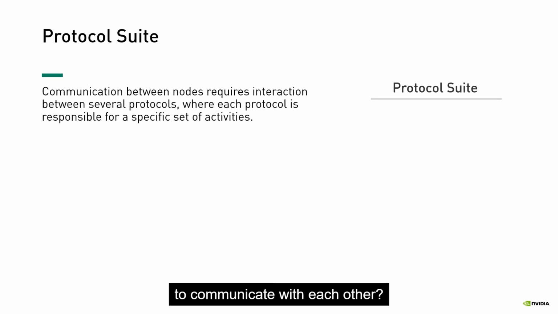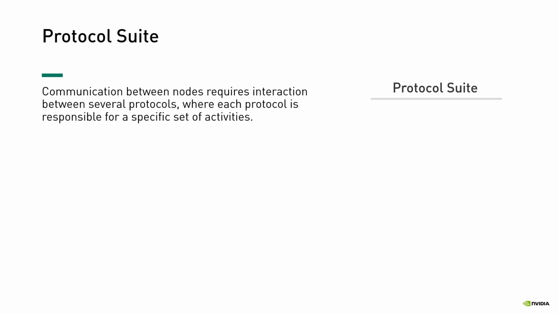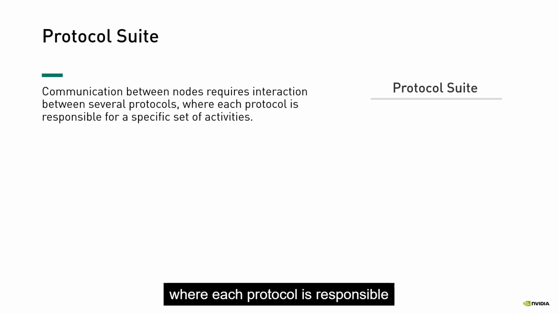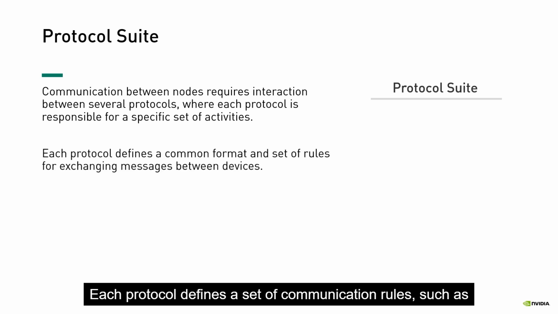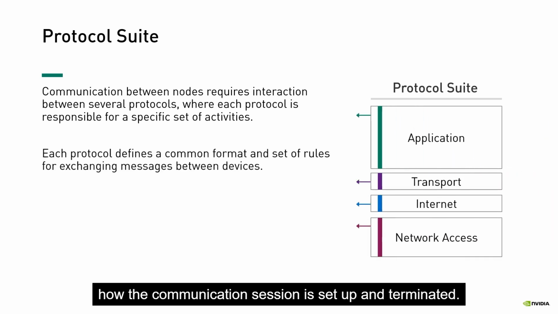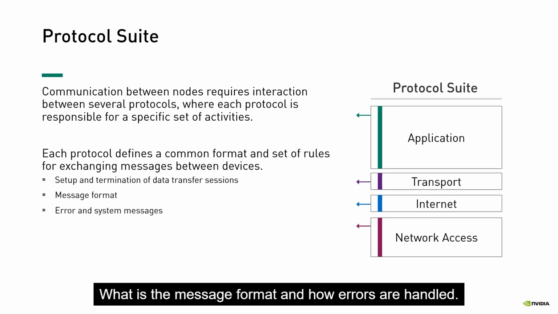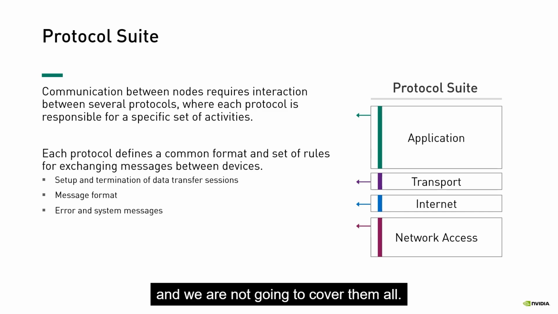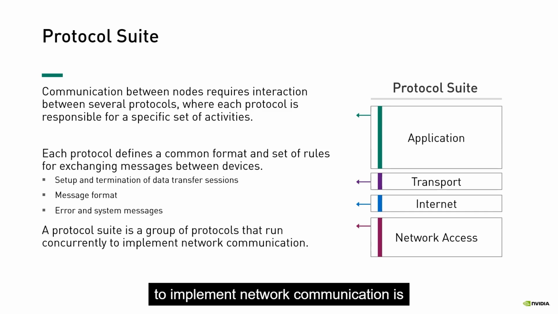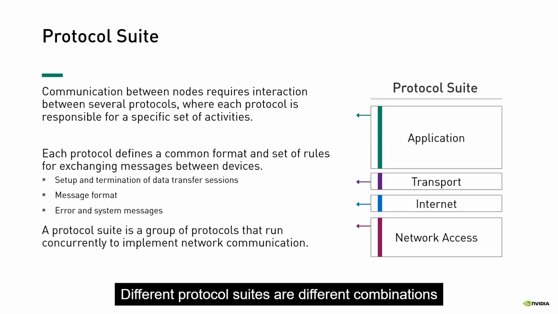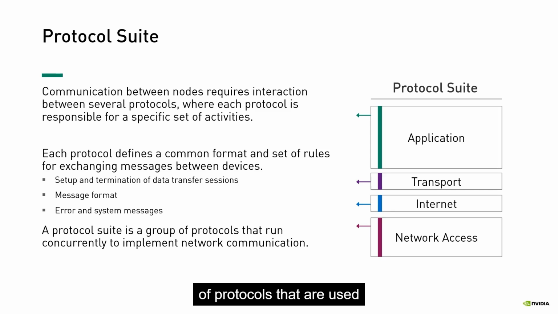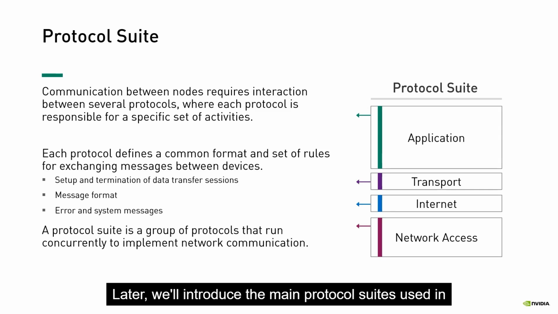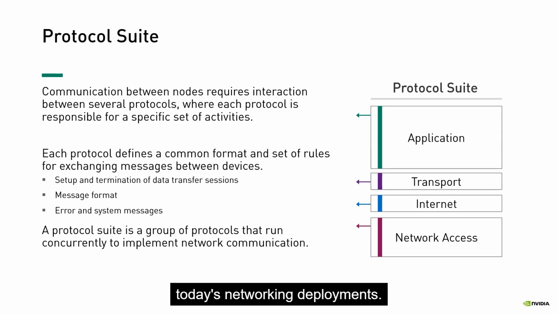For the end nodes to be able to communicate with each other, for example sending and receiving traffic, they must implement the same communication protocols, where each protocol is responsible for a specific set of activities. Each protocol defines a set of communication rules, such as how the communication session is set up and terminated, what the message format is, and how errors are handled. There are many protocols for different purposes, and we are not going to cover them all. A group of protocols that run concurrently to implement network communication is called a protocol suite. Different protocol suites are different combinations of protocols that are used for different communication types. Later, we'll introduce the main protocol suites used in today's networking deployments.